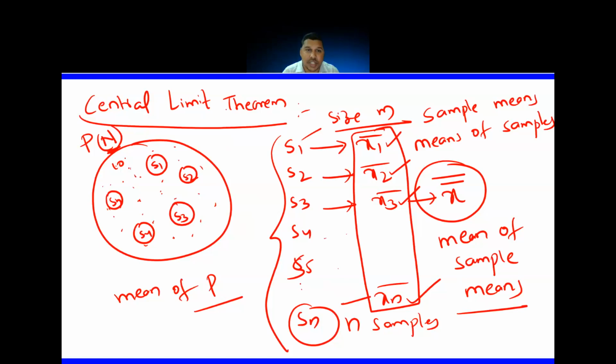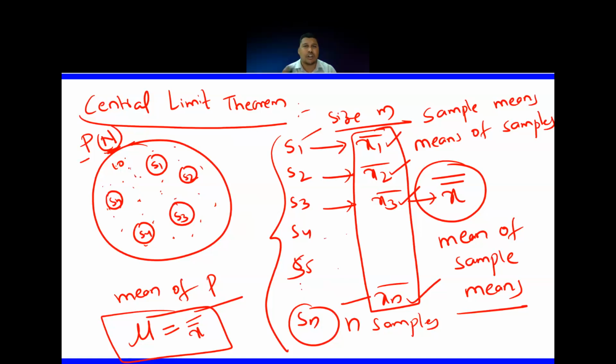So central limit theorem states that for a given population P of size n, the mean of the population, which is represented as mu, is equal to the mean of sample means, that is x double bar. This is your central limit theorem. Instead of calculating the mean, this is just an example. I'm talking about the mean of small data, but it can be anything. Heights of students or marks of students, a lot of problems. We are going to explore them, right?